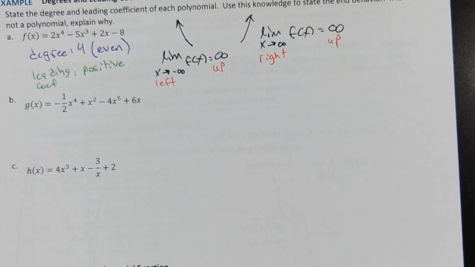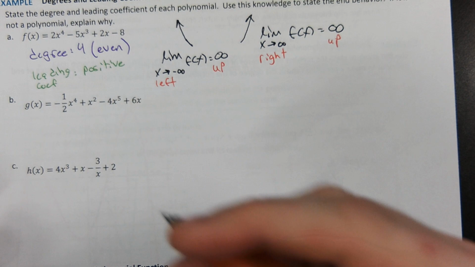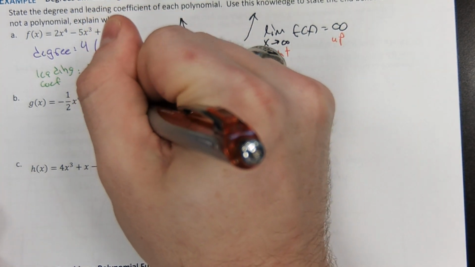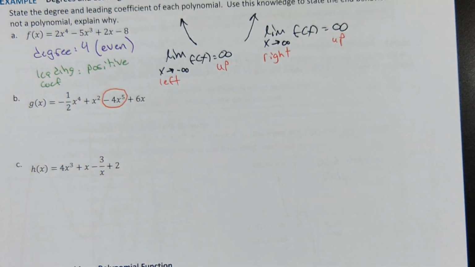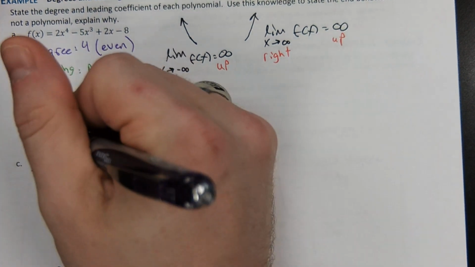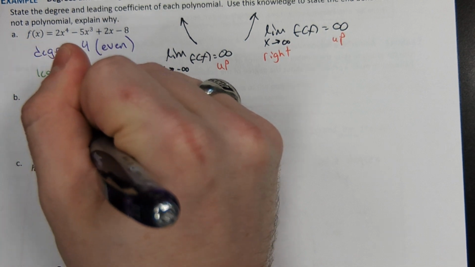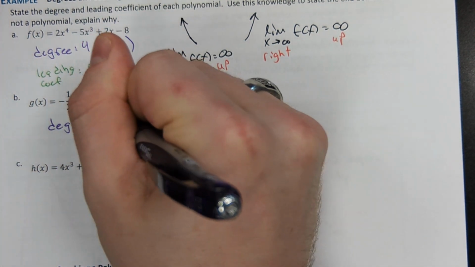What happened? It's not in standard form. The exponents did not count down from biggest to smallest like they were supposed to. But that doesn't change the fact that this is the leading term. It's written out of order. So this degree is 5, which is odd.